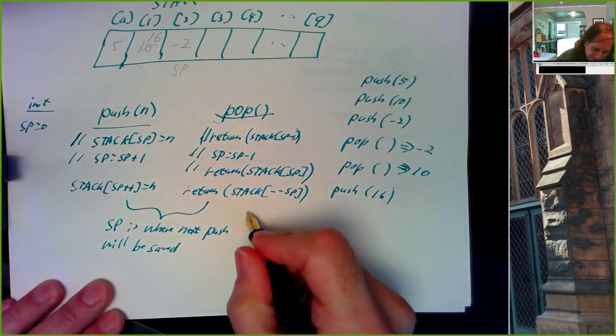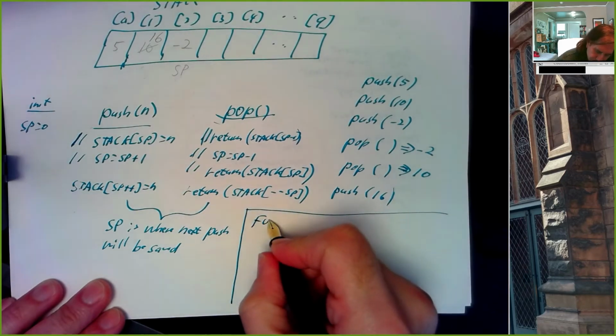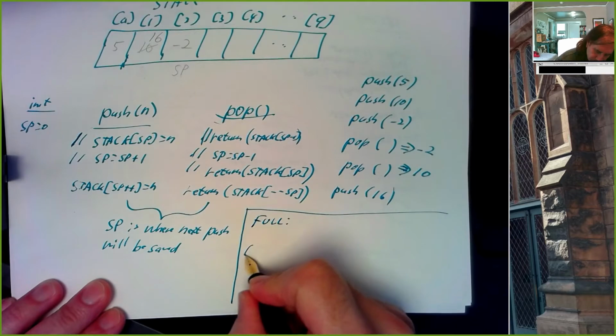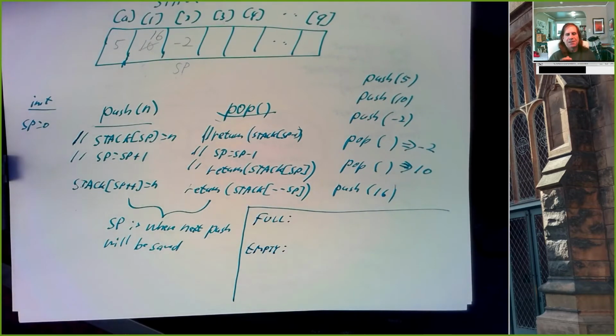Alright, and let's look at our error conditions. So when is the stack full? What one line of C code would tell me that the stack was full? Assuming in this case our array is size 10. Today is all about edge cases.